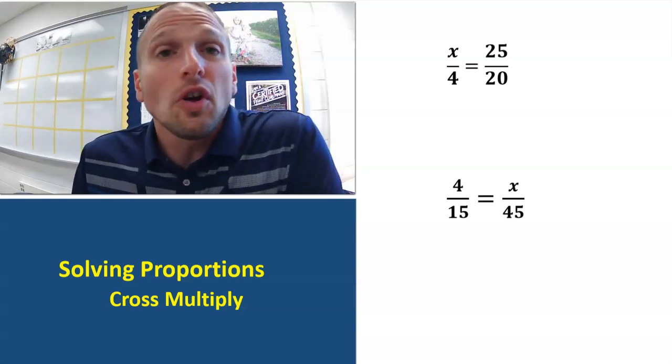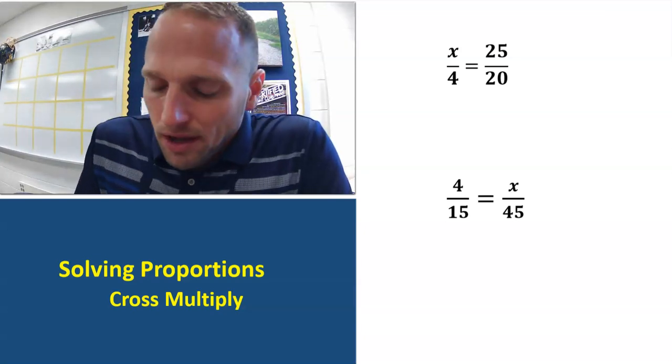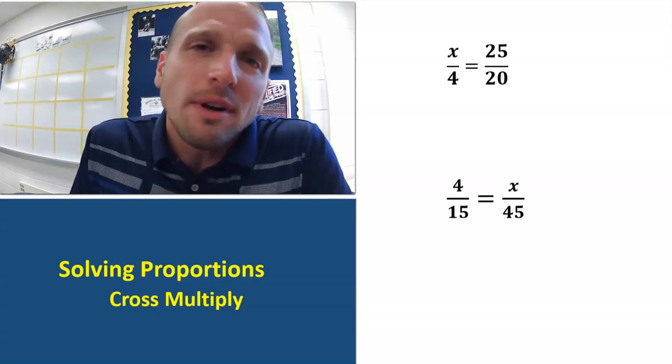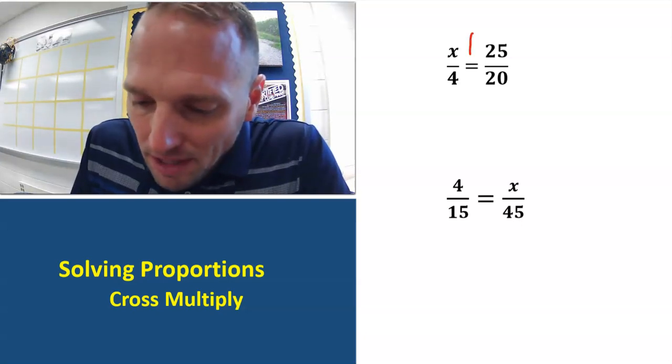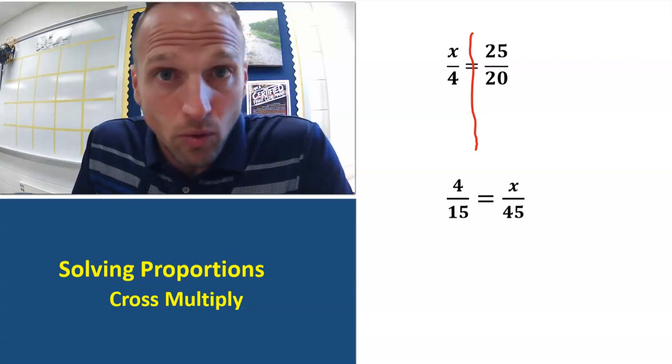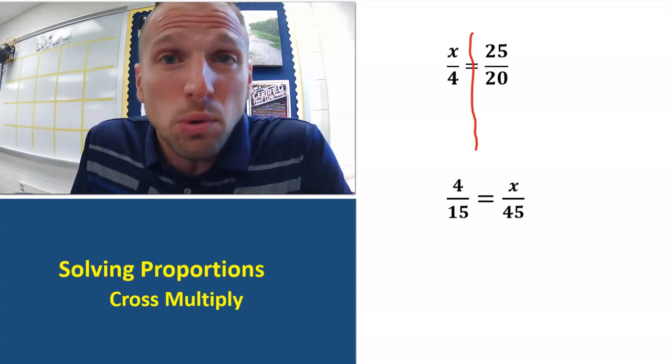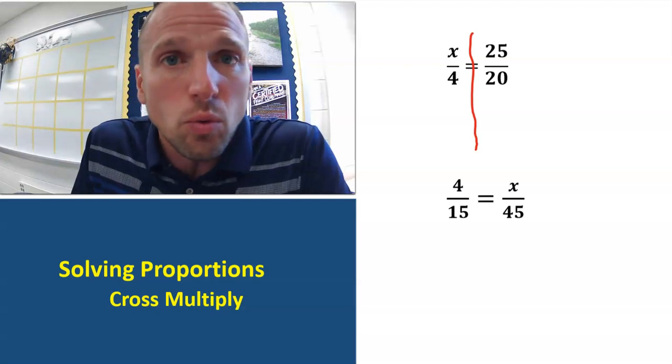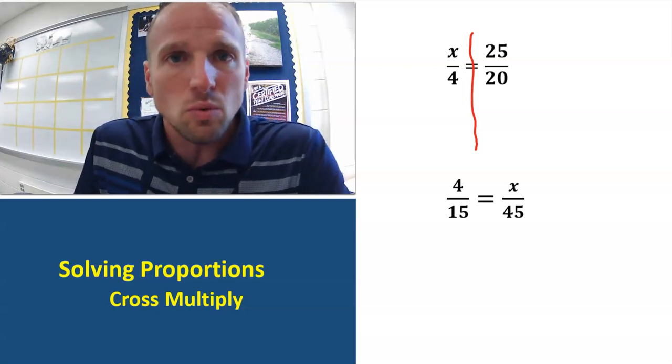Okay, let's solve proportions today. Now, let's just look at this first problem. I'm going to show you two different ways to look at it, but let's just look at this as any other one-step equation that we've done before. On the left side where the variable is, I've just got x over 4. Well, that means x divided by 4, so we know how to solve that.